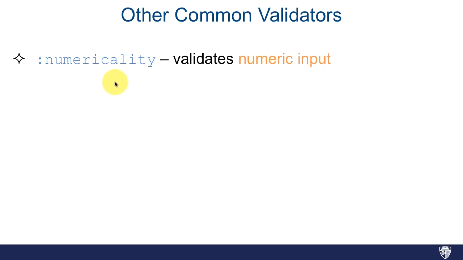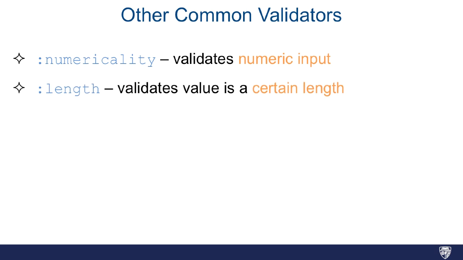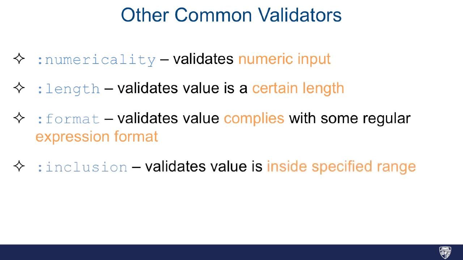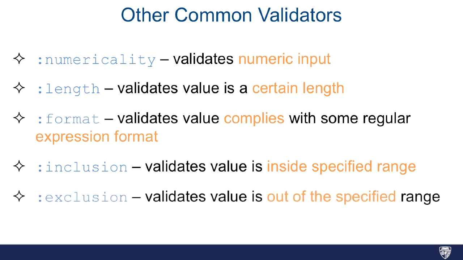It validates numeric input of a field. Or length, maybe you want the field to be a certain length. Or format, maybe you want it to comply to a certain regular expression. Or inclusion, maybe you want it to be one of a list of things that are allowed and everything else is not allowed. Or the opposite, exclusion, where you want to validate that the value is out of a specified range, and you provide that range as part of your exclusion validator.